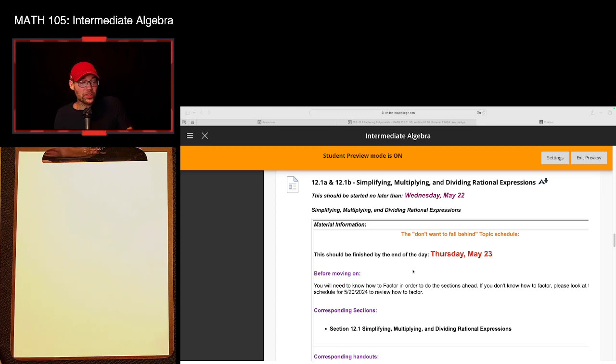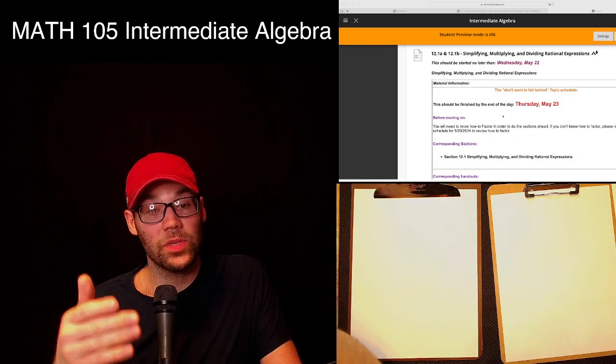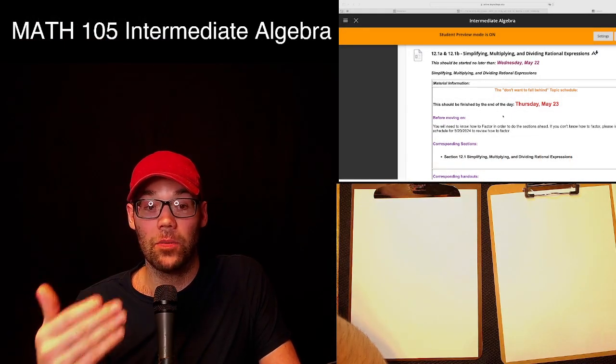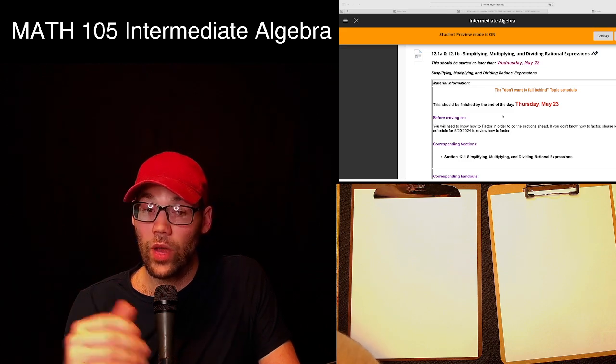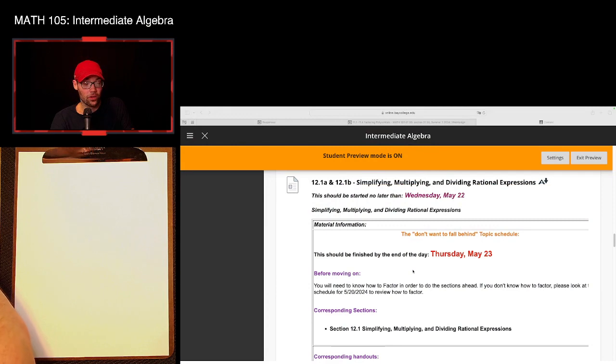So underneath, we have simplifying, multiplying, and dividing rational expressions. I give you all the material information, and this is literally what I'm calling the "don't want to fall behind" topic schedule, because if you follow this schedule, you will be on time for the end of the class. Remember, this is an accelerated 6-week course, which means these exams, these topics are going to come up on you fast. Make sure you have good time management skills, and that starts right here by looking at our schedule.